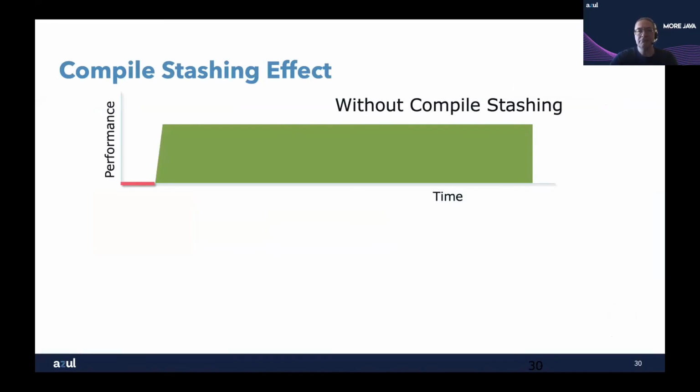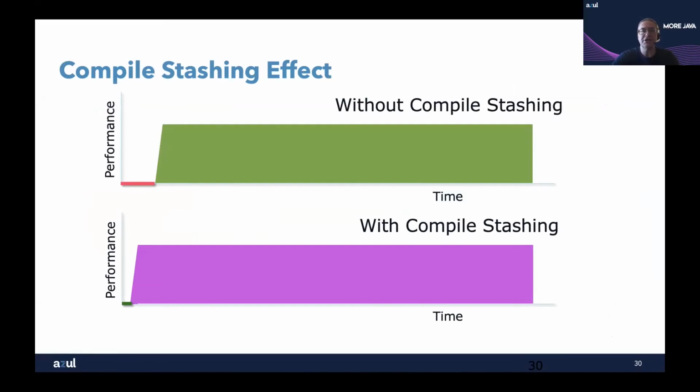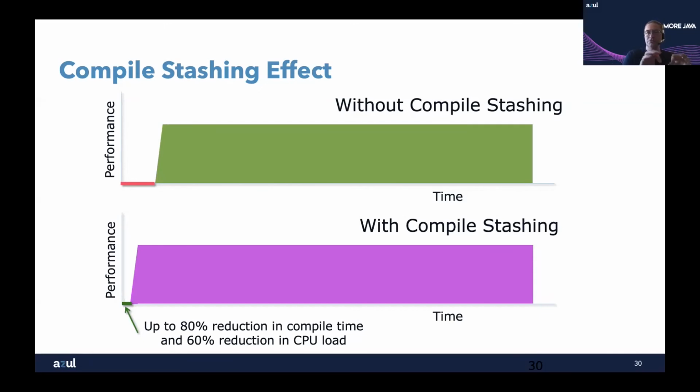Without compile stashing, obviously we have our pause time at the beginning, and with compile stashing, we can reduce that by up to 80% in terms of compile time, up to 60% in terms of CPU load, which gets us almost to that sort of perfect graph where we've got basically 100% level of performance all the way through.